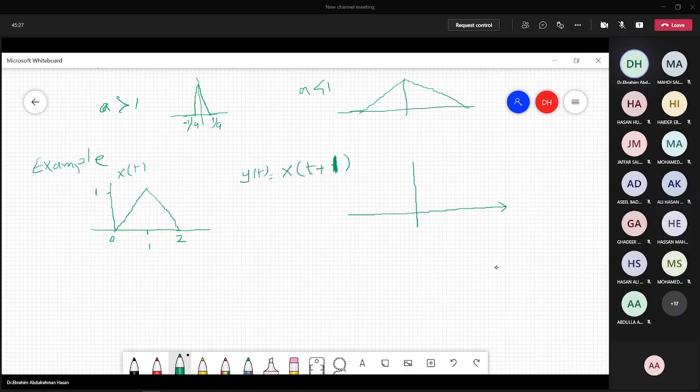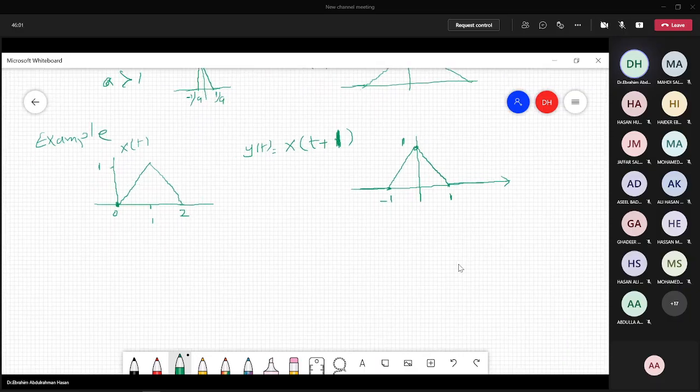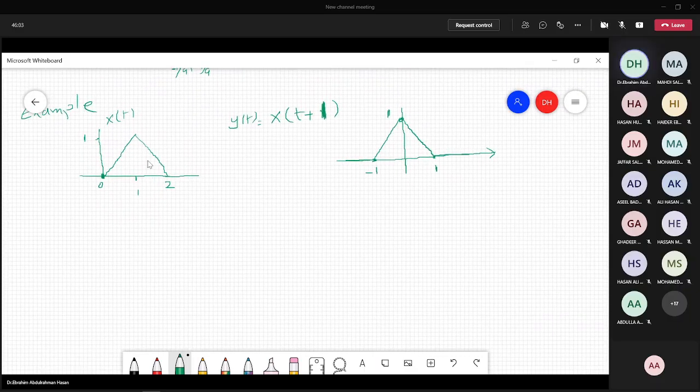To -1. Okay, so instead of starting at 0, it's going to start at -1. I think it's a -1. So whatever we have here at 0, shifted to the left, will be here. Magnitude scale: this one will be at 1. I will get something like this. So this is my y of t. Okay, this is the original signal.